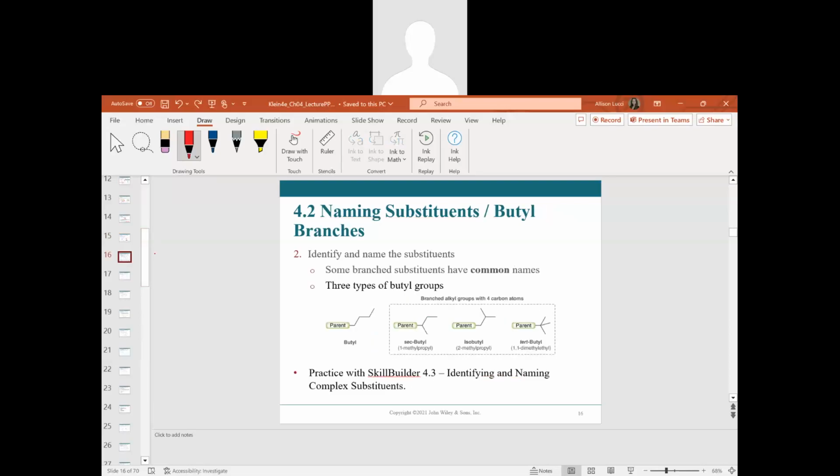Let's look at something similar with butyl side chains, branched butyl side chains or substituents. So our butyl over here is linear, so we have all 4 carbons in a row. Then we have here 1, 2, 3, 4 again, etc. 1, 2, 3, 4 carbons here, and even this orientation down here. So the butyl substituents can have 3 different variations shown here.